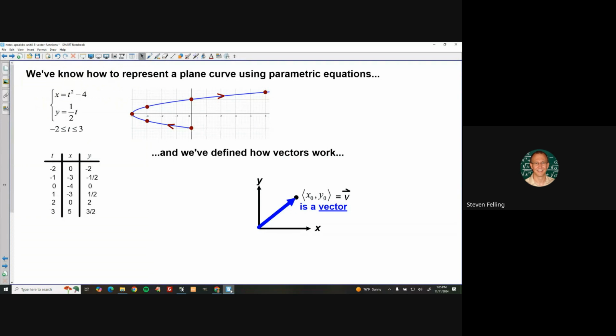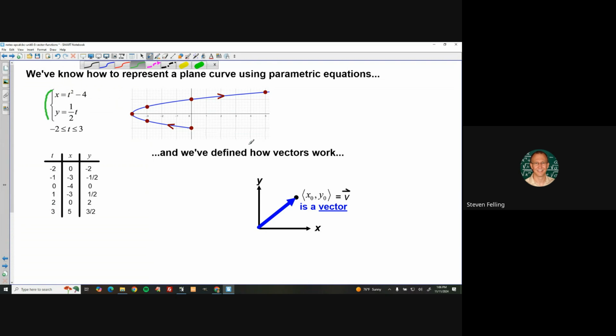We know how to represent a plane curve using parametric equations, right? The idea that we can define x and y in terms of a parameter t. Maybe it represents time. And that means you can plug in different times and you get x and y components to plot that. You have a trajectory along some sort of a plane curve like this to show how an object is moving as time progresses through the xy plane.